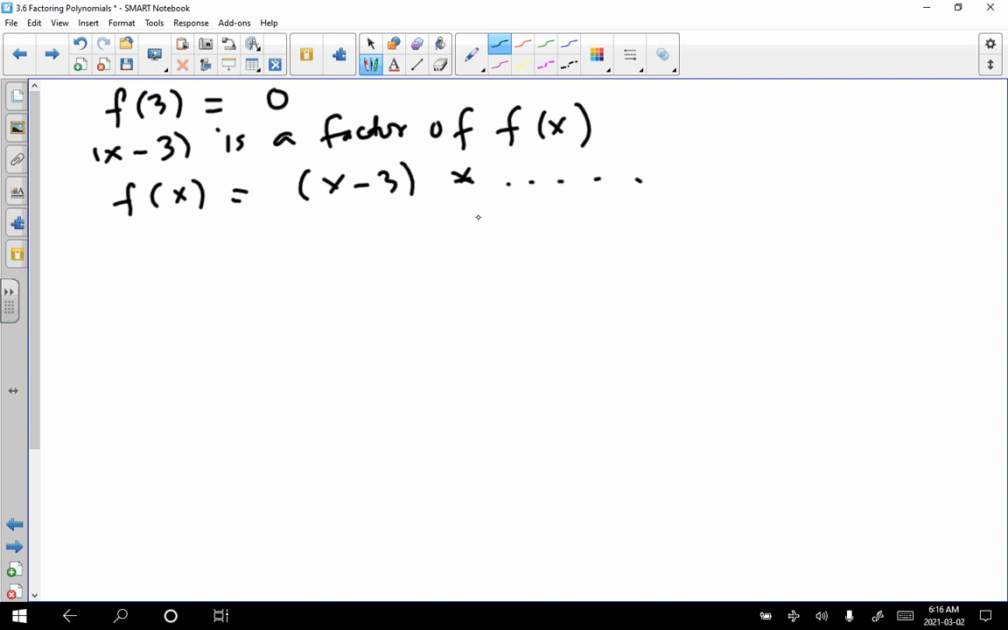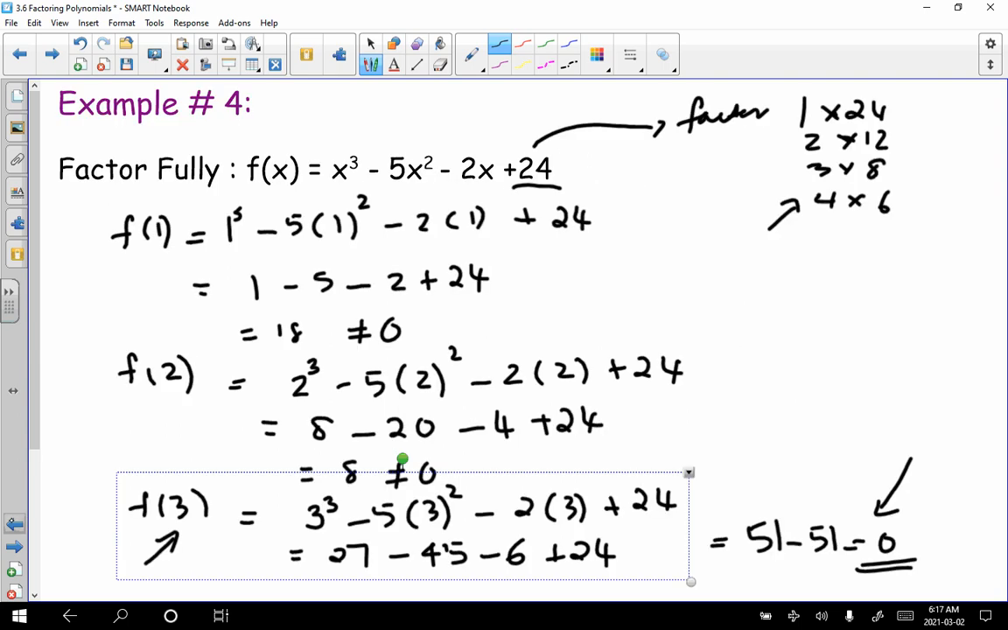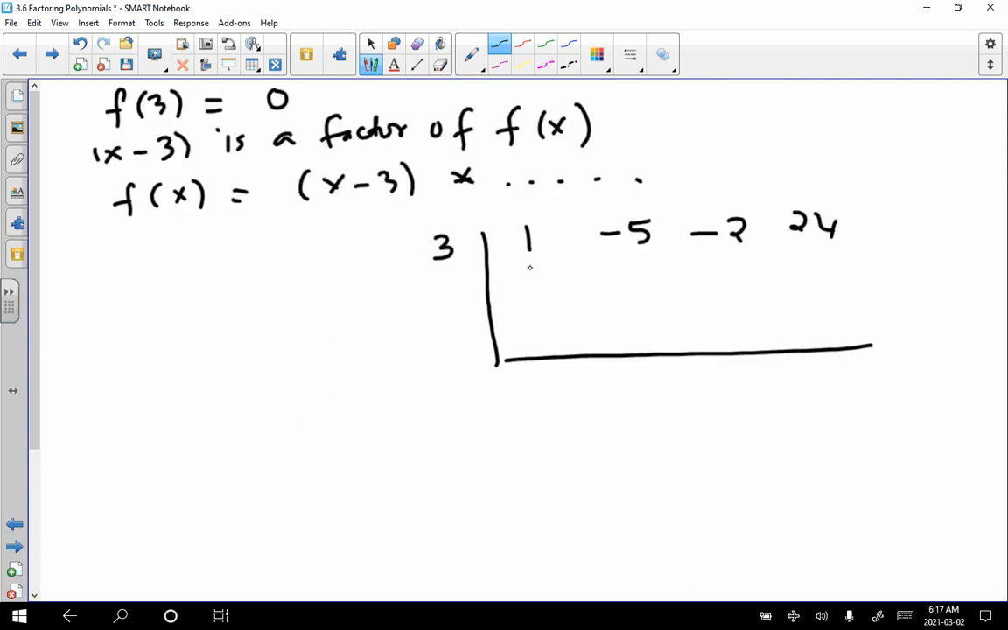And that next factor we can find by using synthetic division. So let's try that. Since we know that x minus 3 is a factor, we're going to put 3 here, and then the coefficients of the given polynomial. So it's 1, minus 5, minus 2, and 24. So check: 1, minus 5, minus 2, and plus 24. Yeah. So we bring the 1 down.